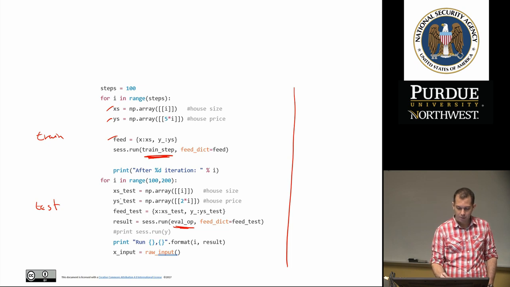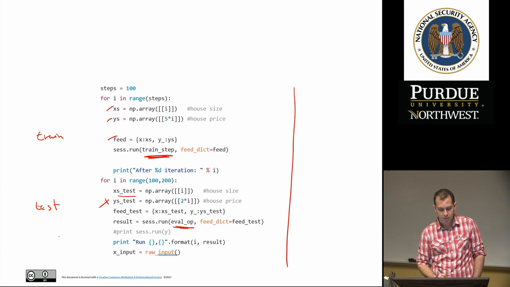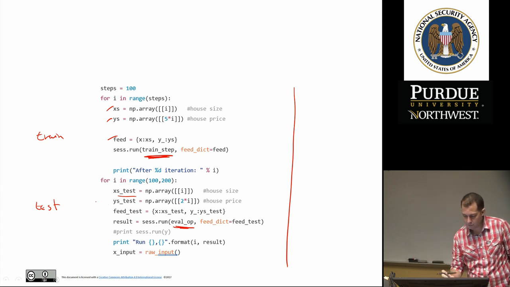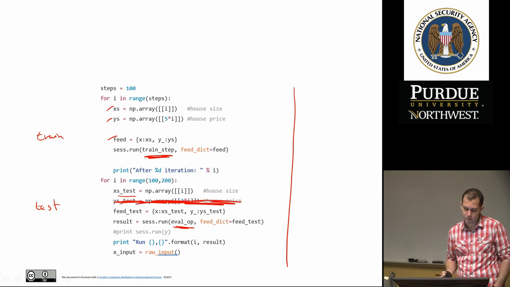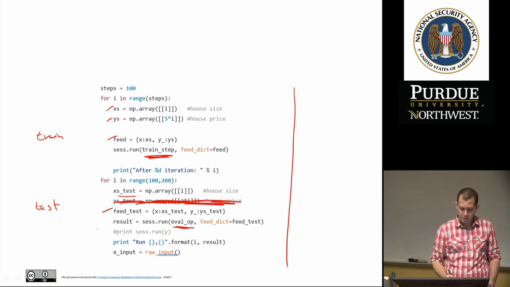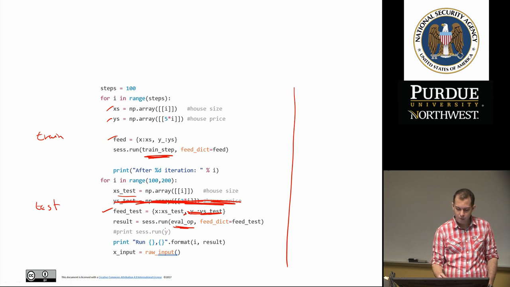It's the same thing. We create XS test. We are actually not even using that, so you could scratch that out if you want. This is just a different way of writing the code, so we're not using that. This is the feed dictionary. We don't really need that, or the comma really. And then we just end up running eval up.